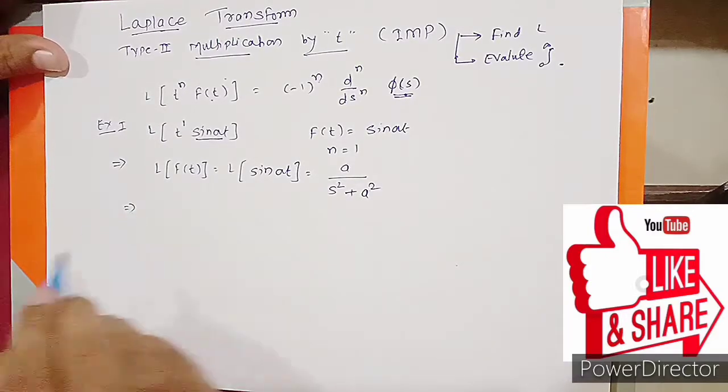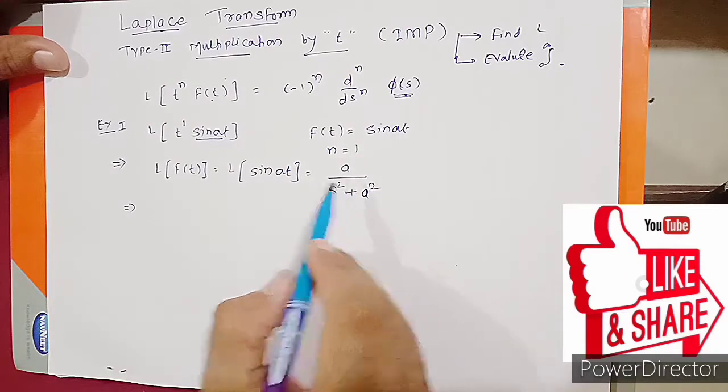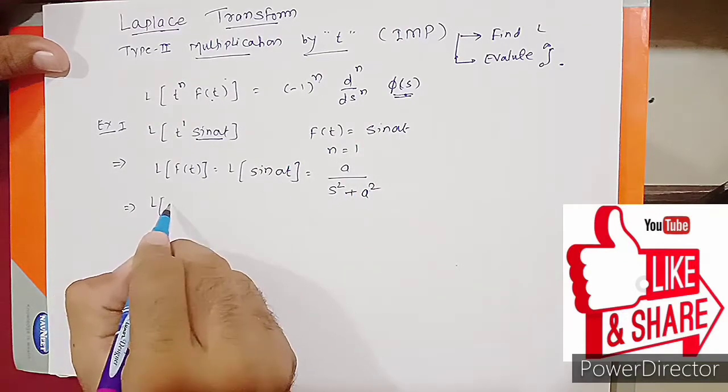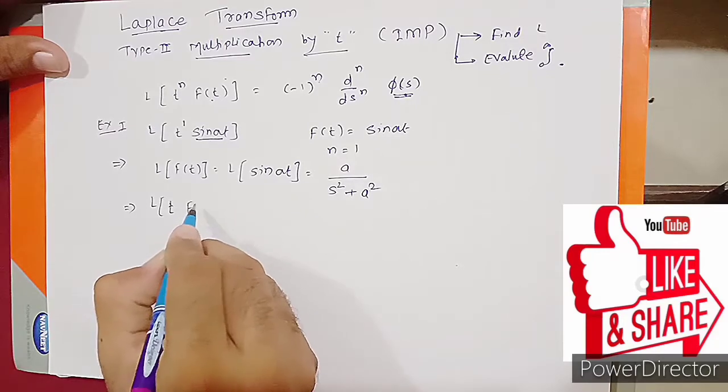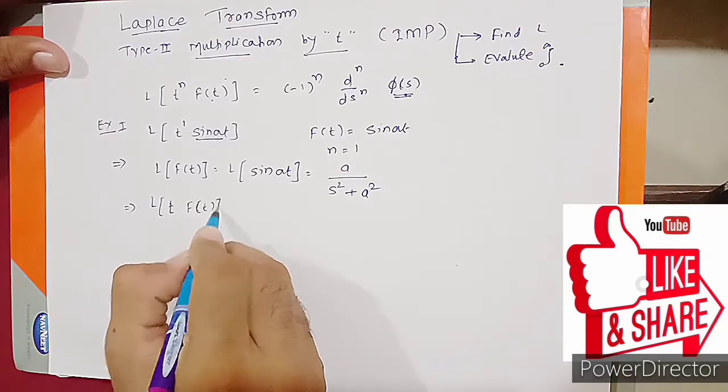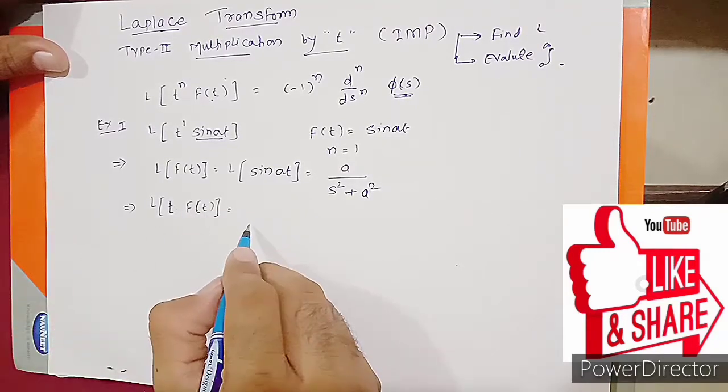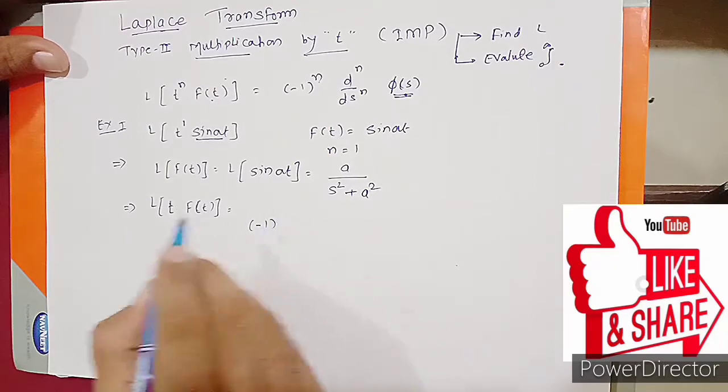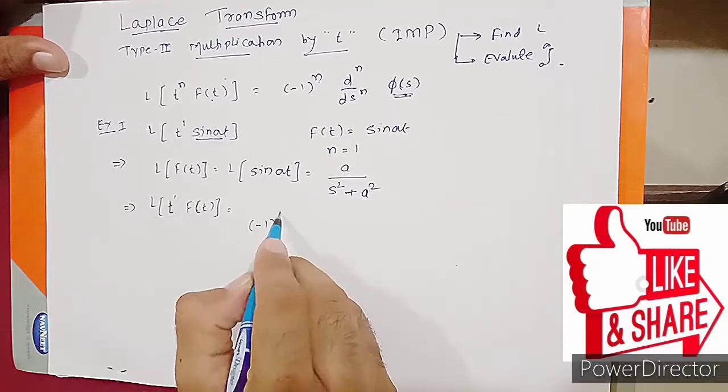Now the next step is to apply the property or type, that is multiplication by t. When t is multiplied to f of t, what is the change? We are taking minus 1 raised to n. What is n here? n is 1 here, that's why it is 1.